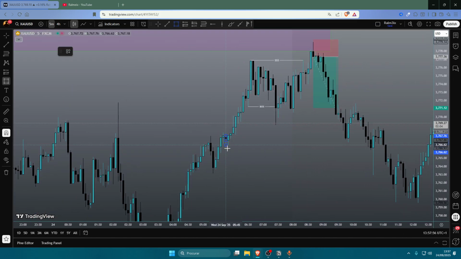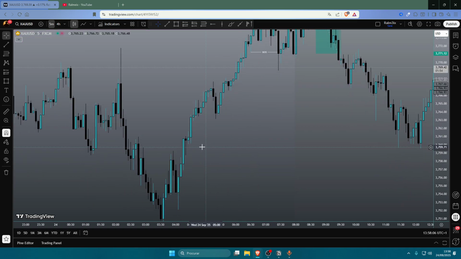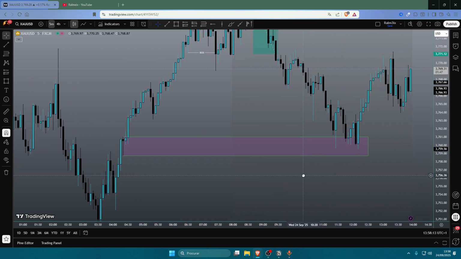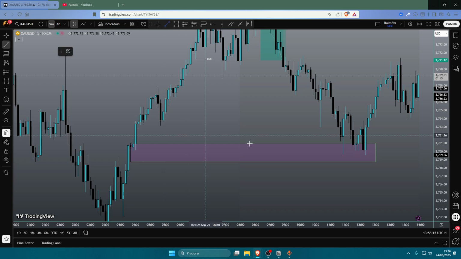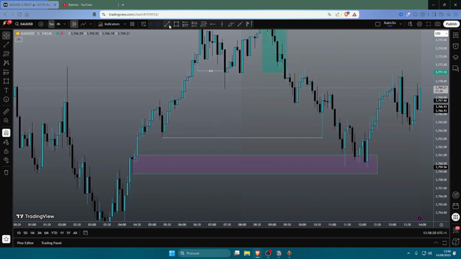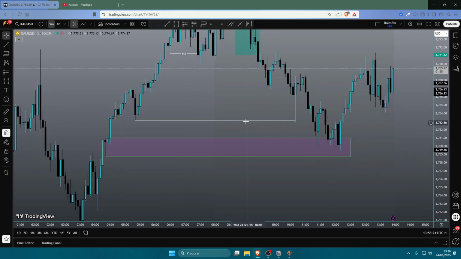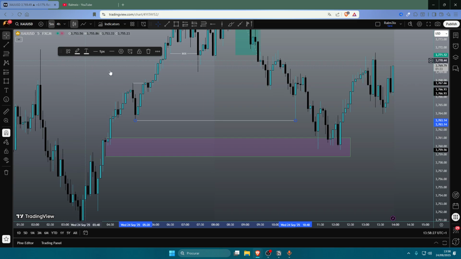So we had this zone here. This zone was invalid because it closed inside. Let me see the next one. The next one closed inside. And we have this one. Let me see the price. Yeah, as you can see here, we have liquidity here. We have a break of the high of that liquidity. Okay, so we have liquidity, we have a break of the liquidity.